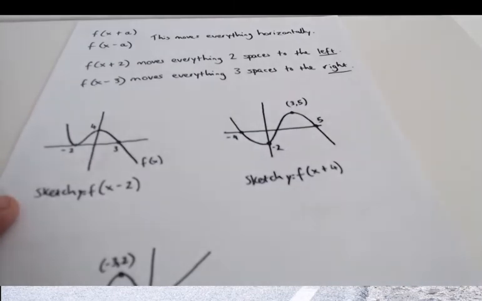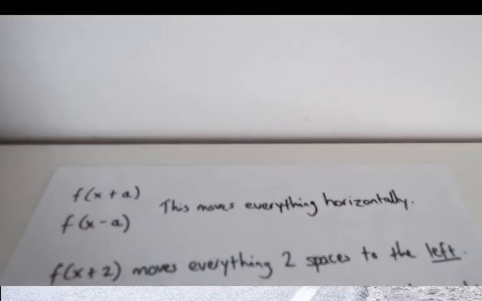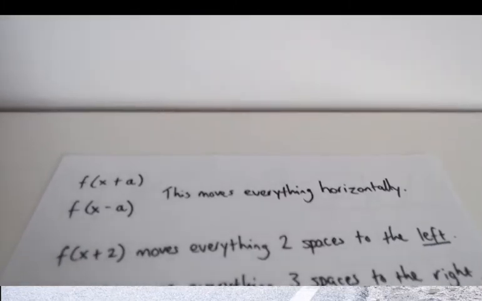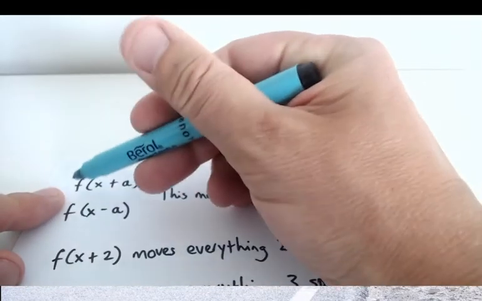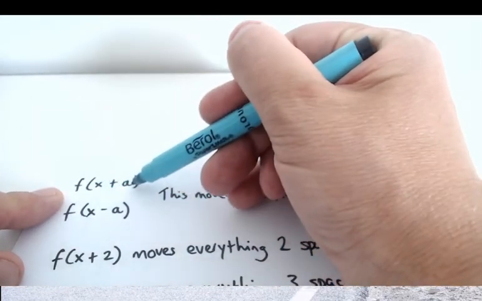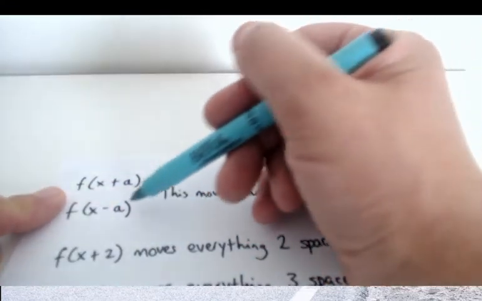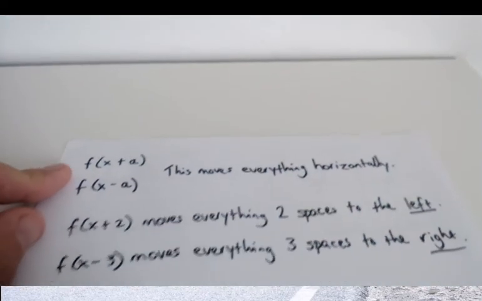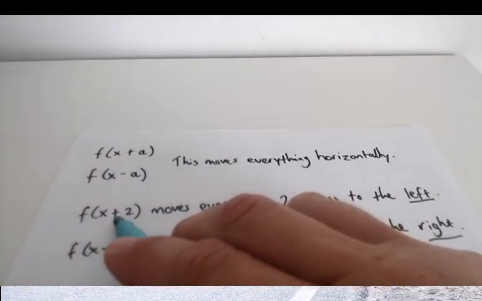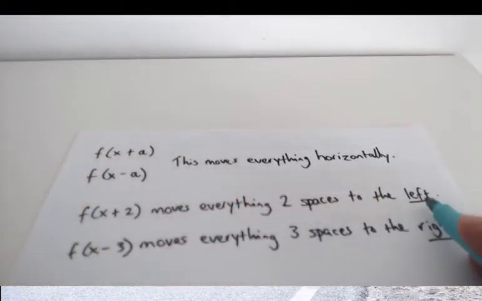Right. Now, moving things sideways. So what happens is we put a number in the bracket beside the x. f of x add a, that will be a number in a minute, or f of x minus a. When we do this, it moves everything sideways. The weird thing is, if you put an add 2 in the bracket, it actually moves it left.